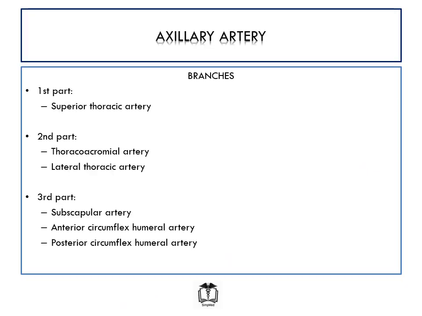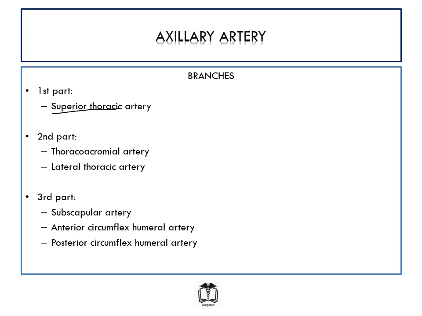Now, the branches of the axillary artery tend to follow the parts of the axillary artery that we've talked about in the previous slide. Remember, we have three major divisions of the axillary artery. As a result, we have branches coming from each of these divisions. The first part of the axillary artery will give rise to just a single branch. This branch is called the superior thoracic artery. This artery is a small artery that arises from the first part. It tends to be involved in supplying the first and second intercostal spaces alongside supplying the serratus anterior muscle.